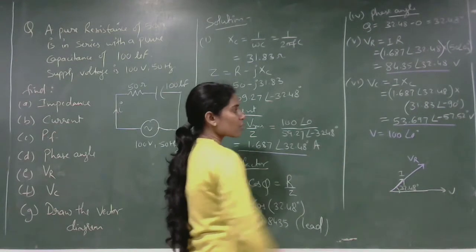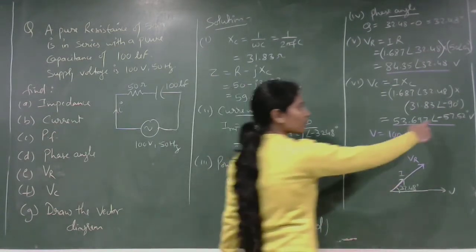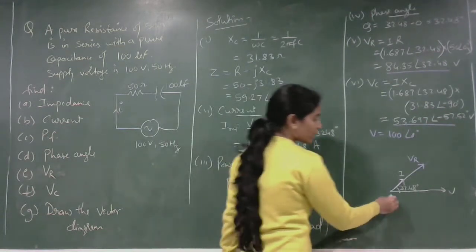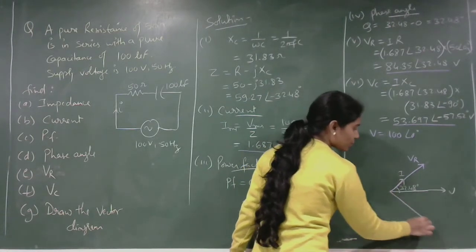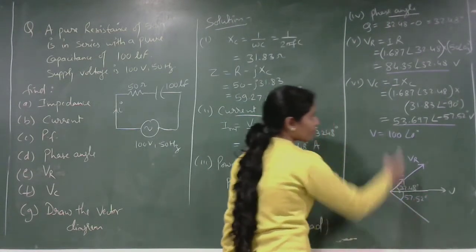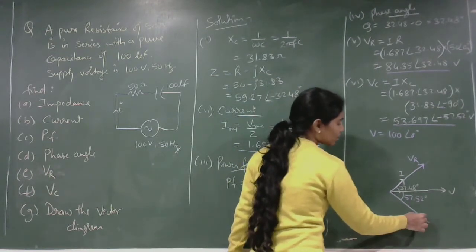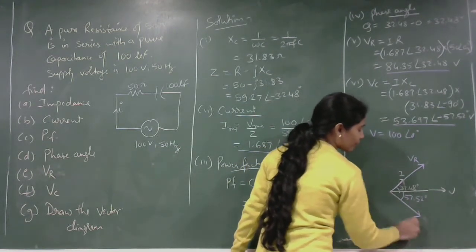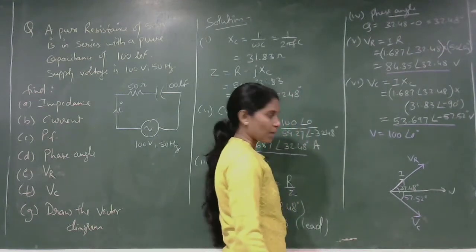Now what is the voltage across the capacitor? The phase angle is minus 57.52. So suppose that minus 57.52 is somewhere here. This is phase angle 57.52. The magnitude is 53.697. Suppose this is the magnitude. So this represents my voltage across the capacitor.